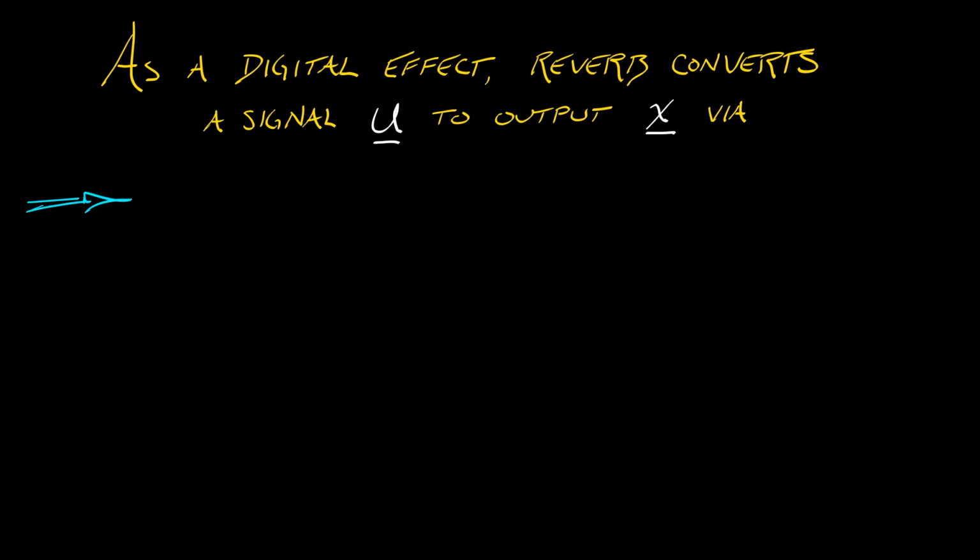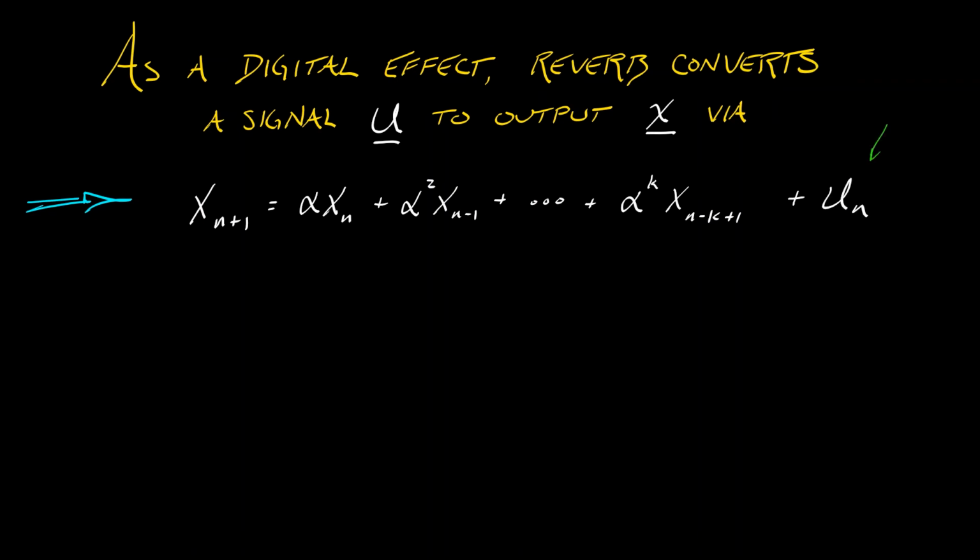Here's the recurrence relation. x_{n+1} equals alpha x_n plus alpha squared x_{n-1} plus, and I keep going until at the end I've got alpha to the k, x_{n-k+1}. That's the linear part. Then I add in the user input u_n. Now again, just as with the echo, this alpha is a gain. This is going to be some constant that is positive, but that guy needs to be much less than 1. Don't put that guy anywhere near 1 or what a mess.